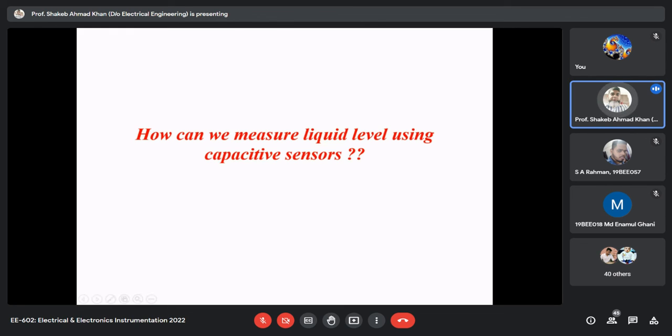Capacitive sensor is very simple. Here you see, if we are talking about the parallel plate capacitor, then C is equal to epsilon, the material you are using, times area divided by distance.